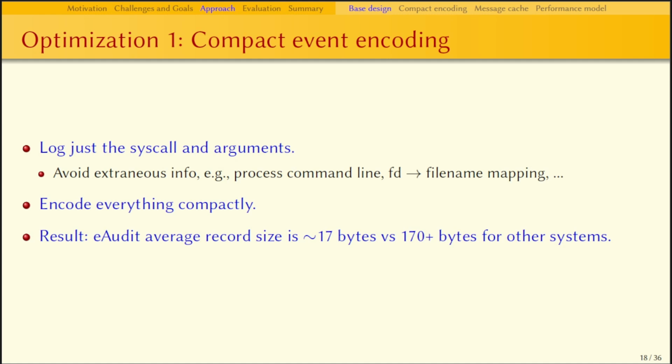And so we introduced our first optimization, which is a compact encoding scheme, in which we log just a system call and its arguments. And as a result, we're able to reduce the eAudit average record size from about 170 plus bytes to about 17 bytes.